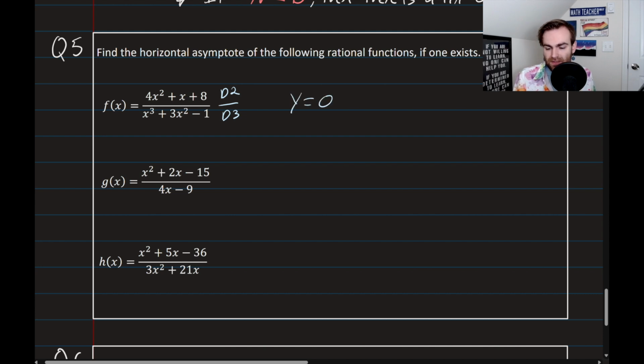Then in G, we have a degree 2 polynomial in the numerator, degree 1 polynomial in the denominator. So this has no horizontal asymptote because it would have infinite end behavior. And finally, we have a degree 2 numerator and a degree 2 denominator. So we're going to take their leading coefficients and take the ratio of them. There's a 1 here and a 3 there. So y equals 1/3 would be our horizontal asymptote.